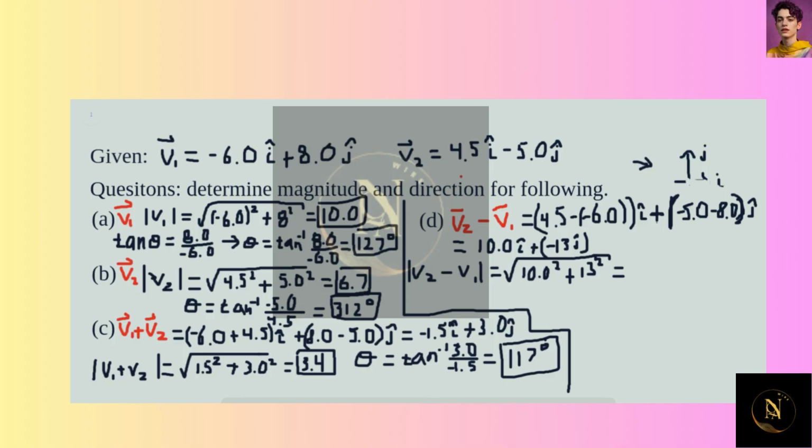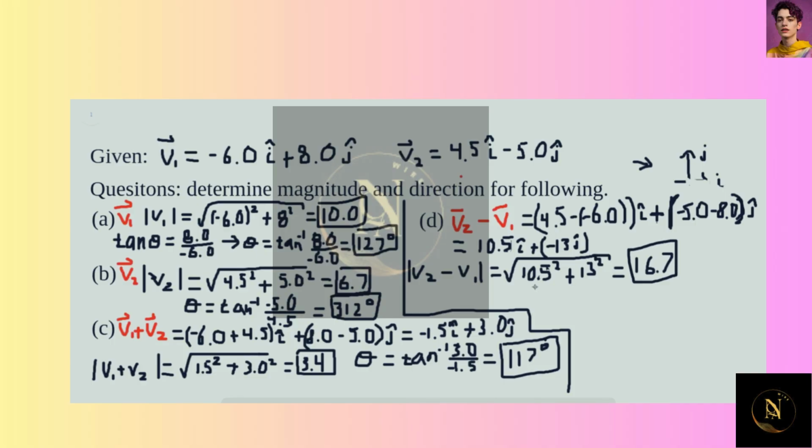4.5 minus 6.0 is not 10.5, or I'm sorry, is not 10.0. It's 10.5. Let's correct that little mistake. This is 10.5. And then so same thing in here. That's 10.5. Apologize about that. So 10.5 squared plus negative 13 squared, all square rooted, is 16.7. Okay.